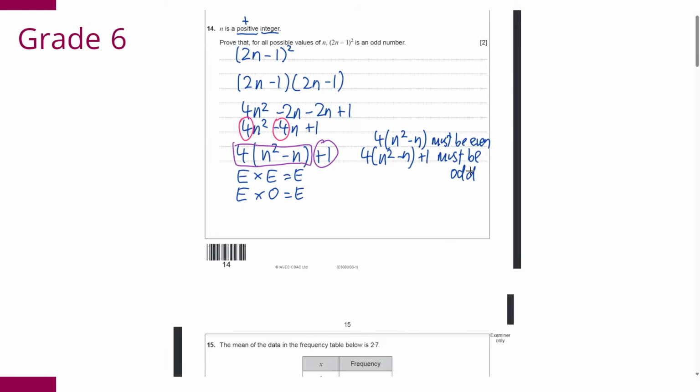Now, try and write down as much as you can because you need to convince the examiner that you know what you're talking about. The brackets, the 4 brackets n squared minus n, does an awful lot of heavy lifting there. So that shows them, yeah, I know what I'm talking about. But saying it is even, you don't need to go any further than that. Even this bit here that I wrote, you don't necessarily need. It's assumed that, of course, if it's times by 4, it will be even. And then +1 will be odd.